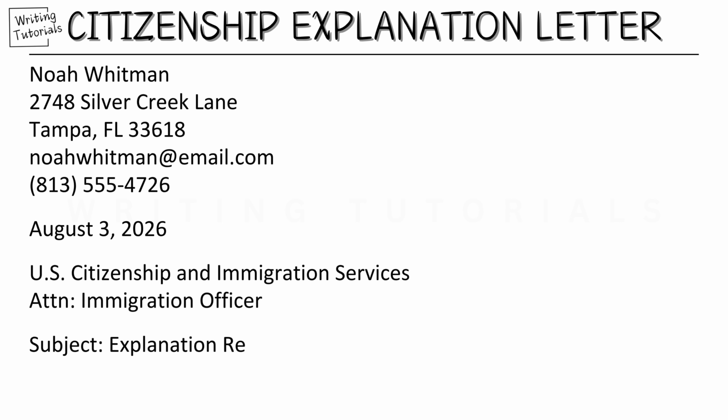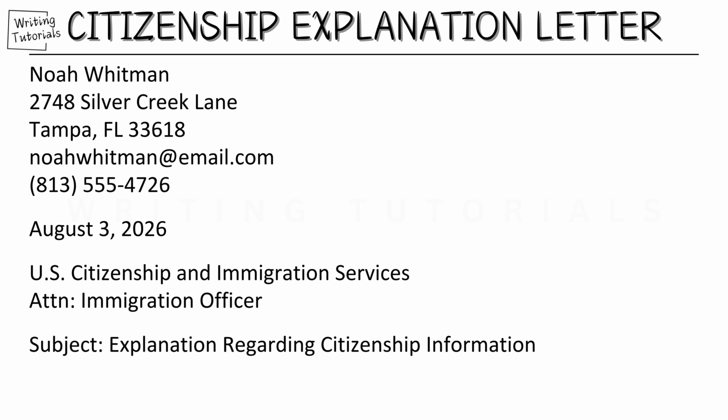The sample states, "Subject: Explanation regarding citizenship information." Your subject line should immediately explain the purpose of the letter. Since immigration officers review many documents during the application process, a clear subject helps them quickly identify why this explanation has been included. After that comes the salutation.